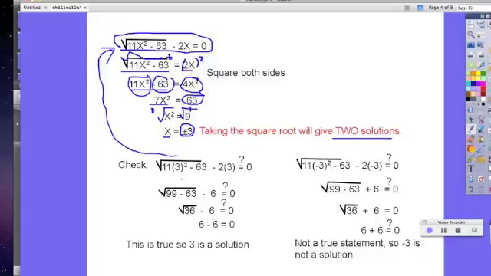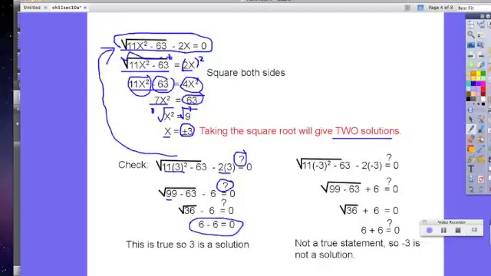11 times 3 squared minus 63, minus 2 times 3. We're asking ourselves, is that equal to 0? Well, 3 squared is 9. 9 times 11 is 99. Minus 63. Minus a 6 here. 2 times 3 is 6. Is that equal to 0? 99 minus 63 is 36. Square root of 36 is 6. And it looks like 6 minus 6 is 0.